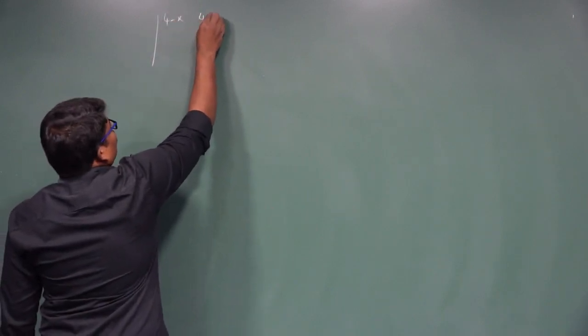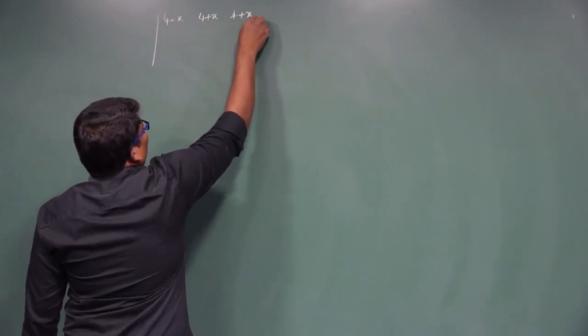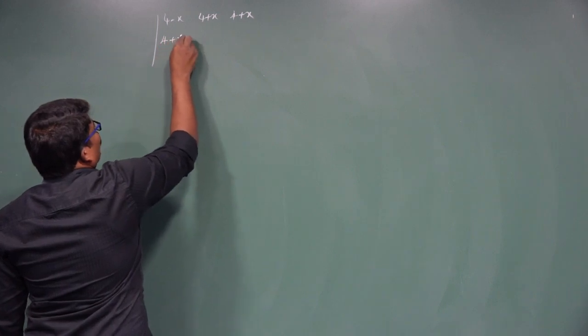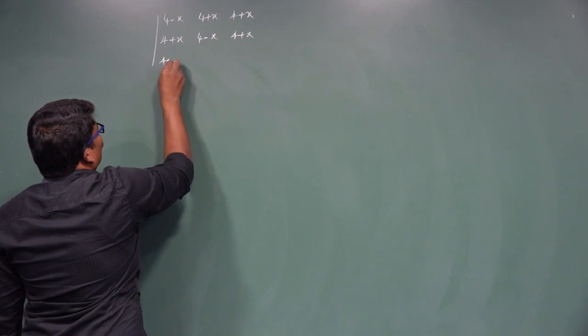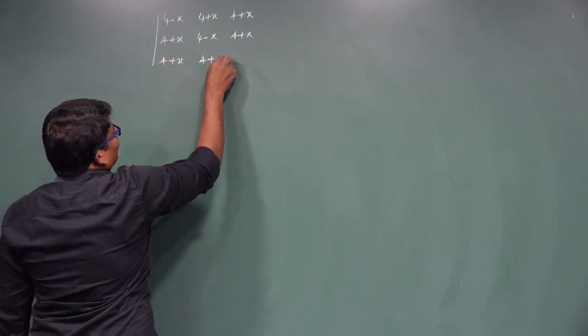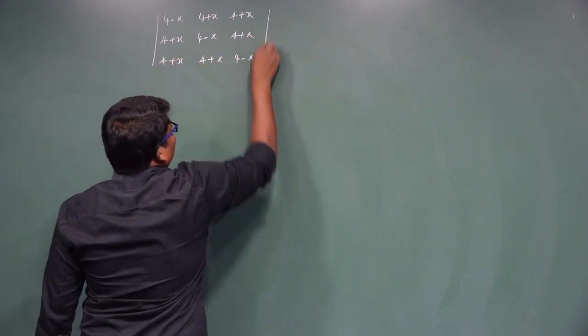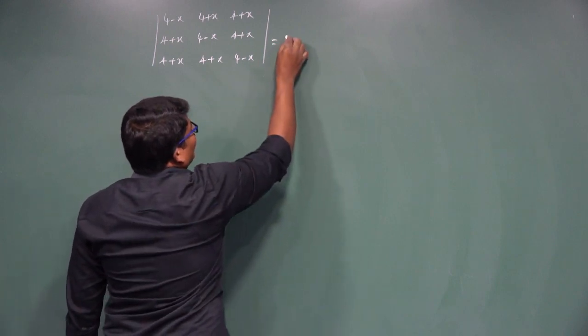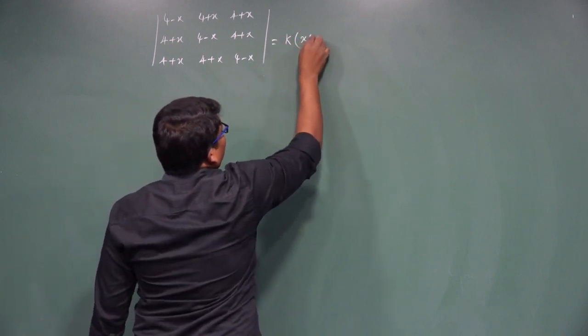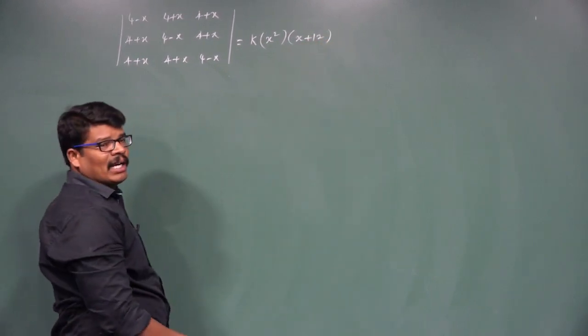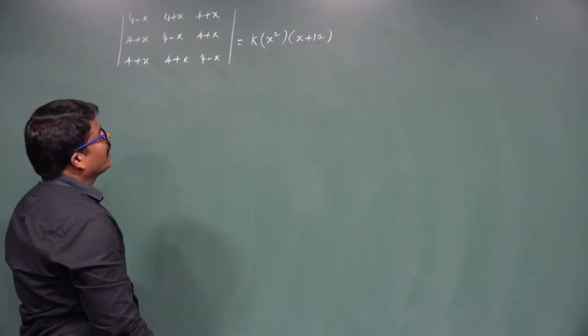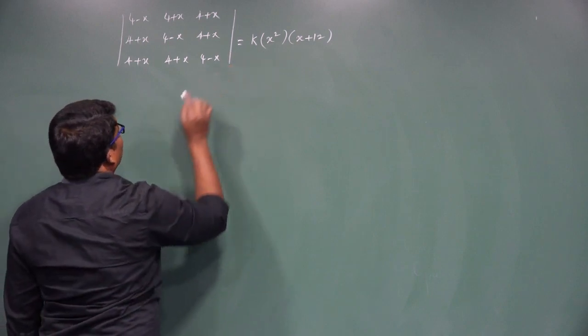So the determinant is: first row 4 minus x, 4 plus x, 4 plus x; second row 4 plus x, 4 minus x, 4 plus x; third row 4 plus x, 4 plus x, 4 minus x, equal to k into x square into x plus 12. Already we found the value k equal to 4. Substitute the k value 4 in the determinant.